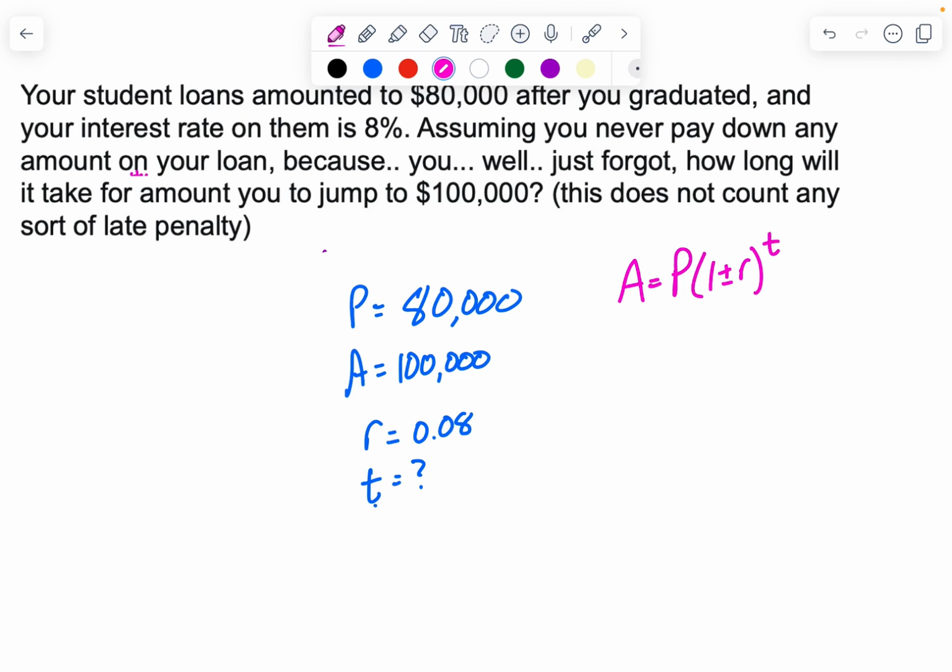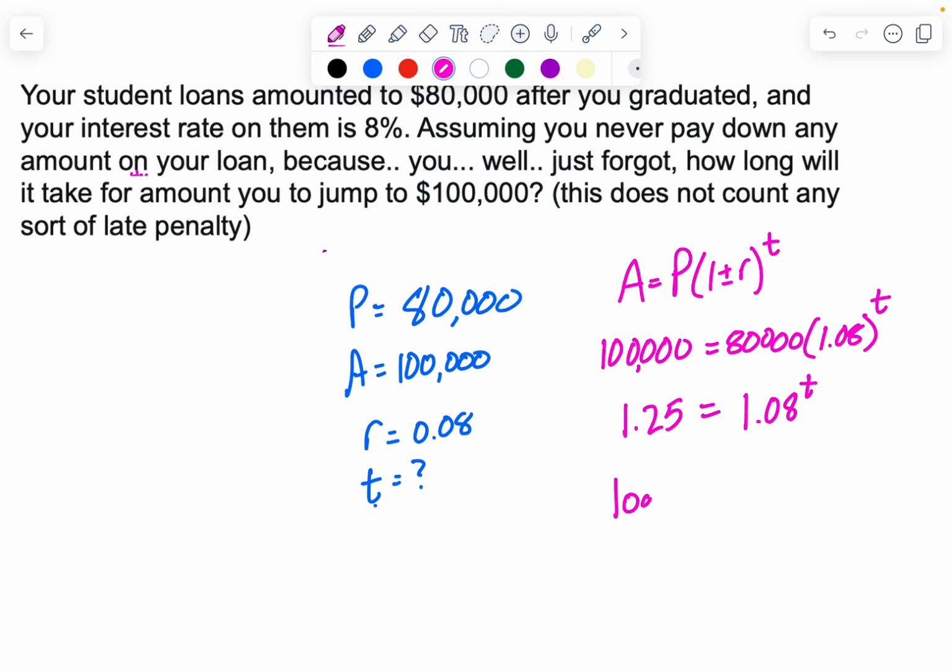We're going to plug in everything. $100,000 equals $80,000 times 1.08 to the power of t. Divide 100,000 divided by 80. We're going to get 5 over 4, or we can just do 1.25 is equal to 1.08 to the t power. And now we are home free. We're just going to put this in log form. Log base 1.08 of 1.25 is equal to t.